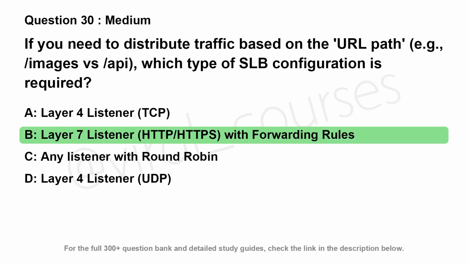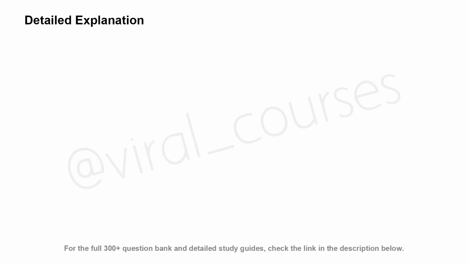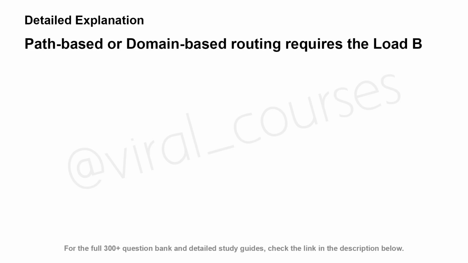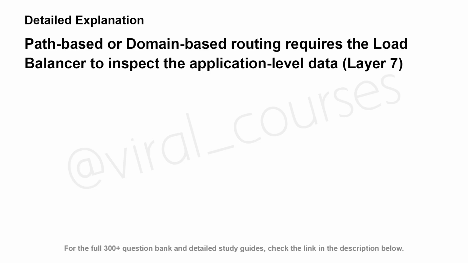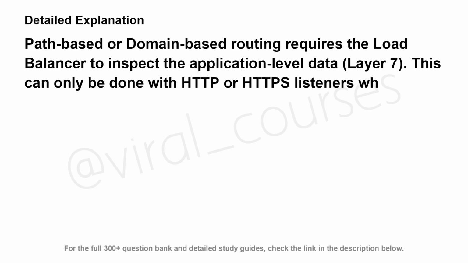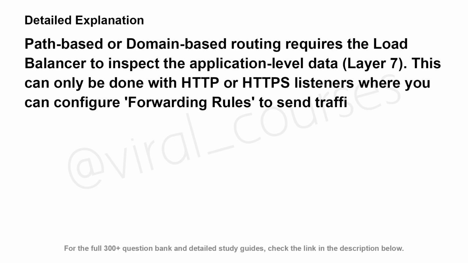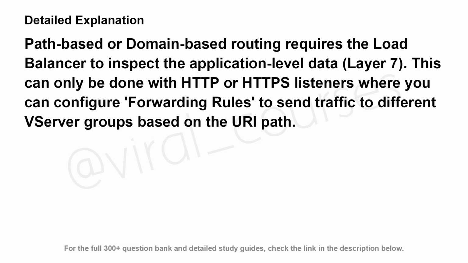The correct answer is B. Path-based or domain-based routing requires the load balancer to inspect the application-level data. Layer 7. This can only be done with HTTP or HTTPS listeners, where you can configure forwarding rules to send traffic to different vServer groups based on the URI path.